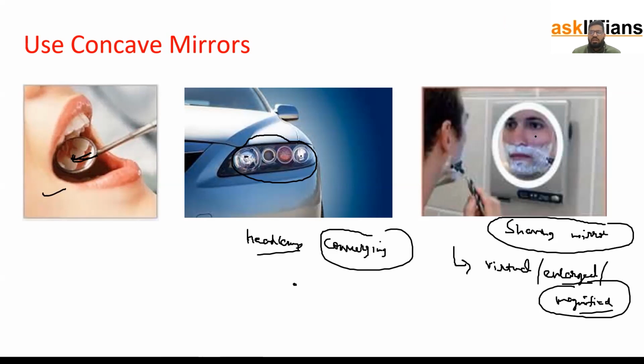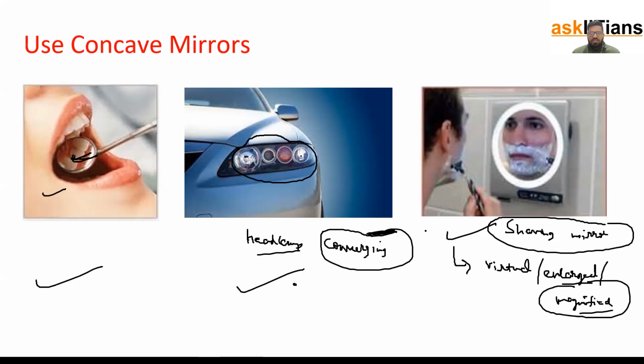So you are using that one case of the concave mirror which forms a virtual enlarged image as a shaving mirror. That's why the concave mirror is used in dentist mirrors for getting a better image. They are used in headlamps to get a more focused light because they form converging rays. Their rays always converge after reflection from the concave mirror. And in the case of the shaving mirror, you are using the concept of a virtual, enlarged and magnified image. When the object is kept near to the concave mirror, it forms a virtual and magnified image, so you use it as a shaving mirror.